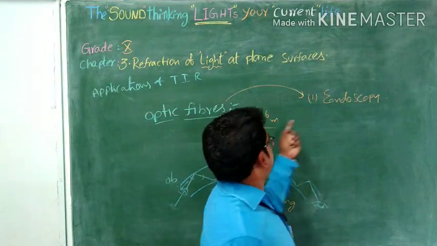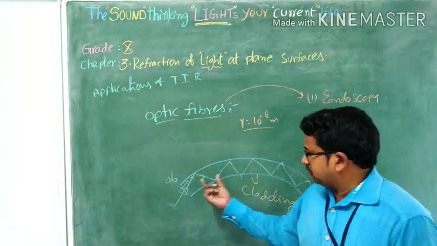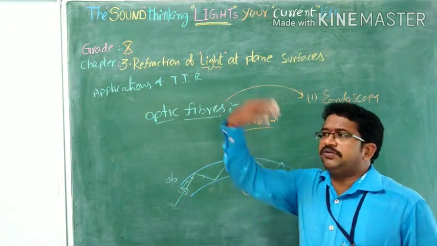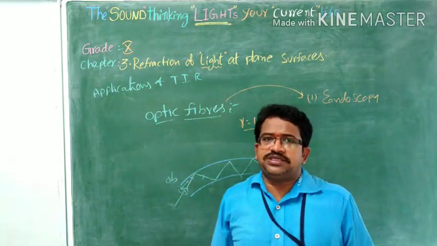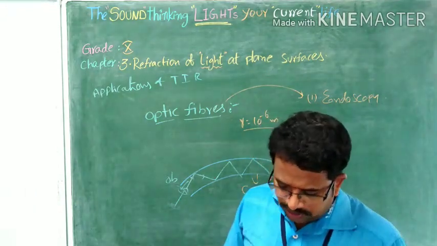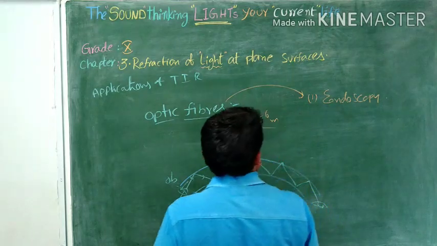We use optical fiber in the endoscope because you send this pipe inside, it captures the picture and sends it to the screen. With the screen we can observe the nature of the particular organ. So we use it in endoscopy, and the next use is in communication signals.